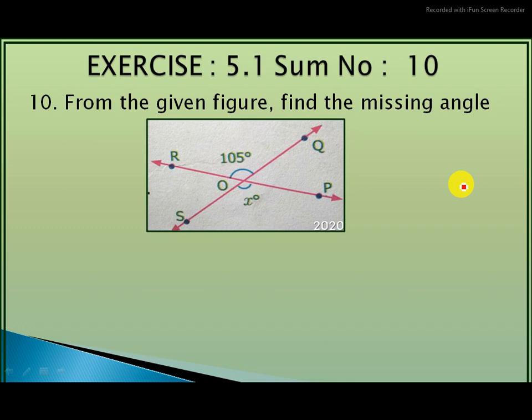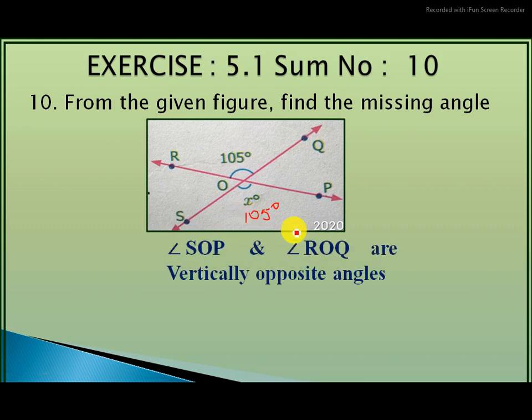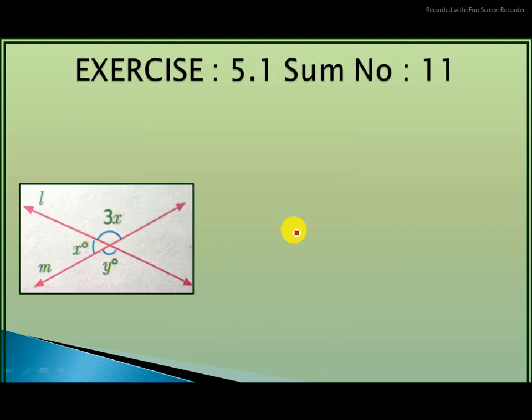Sum number 10. From the given figure, find the missing angle. So we know that x is the missing angle. It's given ROQ is 105. SOP is x. When two lines intersect, the angles formed are vertically opposite angles. So angle x is 105 degrees. It is the same as the other because they are vertically opposite angles. Vertically opposite angles are equal. So angle SOP is equal to angle ROQ, where x is equal to 105 degrees.